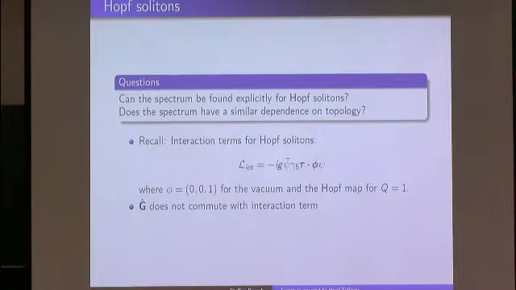So the interaction for the Hopf Solitons is basically this part, where I have my tau dot phi as the coupling, and my phi is basically (0, 0, 1) for the vacuum, and it's the Hopf map for charge 1. And the big problem is that the angular momentum doesn't commute with this interaction term anymore.